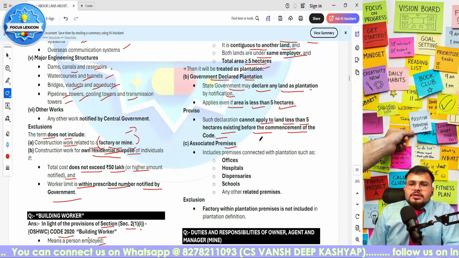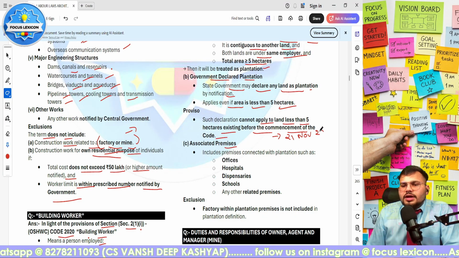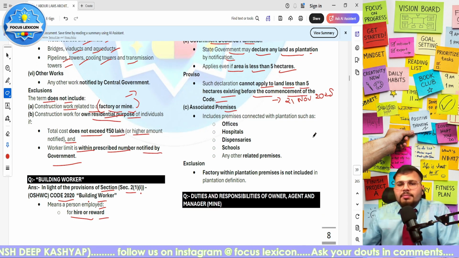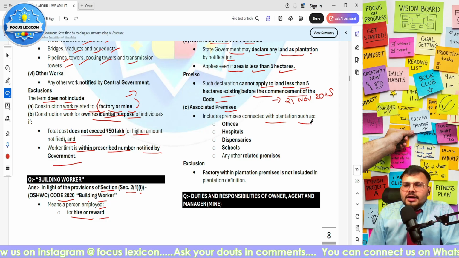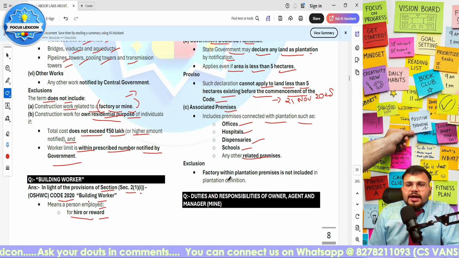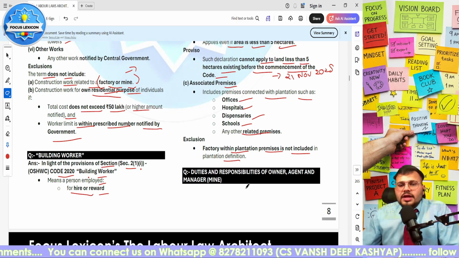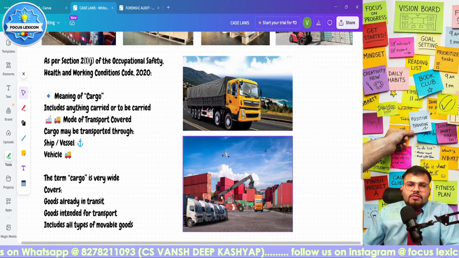Now, this code commenced on 21st November 2025. After this, government can notify any land to be covered under plantation. Associated premises include the premises connected with plantation such as offices, hospitals or dispensaries, schools, and any other related premises. Exclusion: factories within the plantation premises are not included in plantation definition. If there is any factory in that plantation, that will not be covered under your definition of plantation.